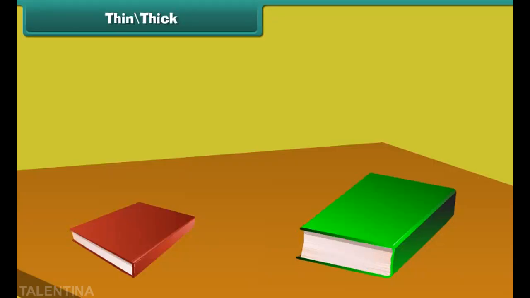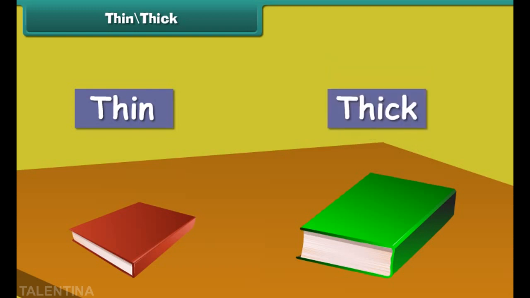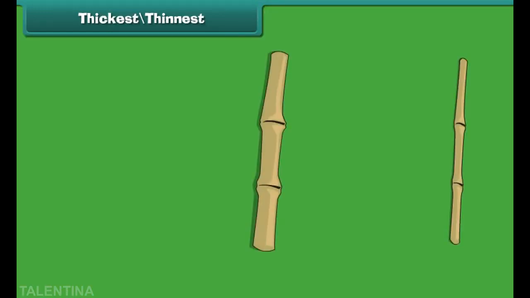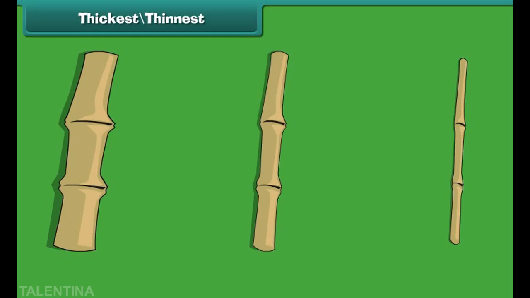Some objects are thin and some are thick. The picture on the left is thin. The picture on the right is thick. To compare the thickness of more than three objects, we use the words thickest and thinnest. The first stick is thickest. The third stick is thinnest.